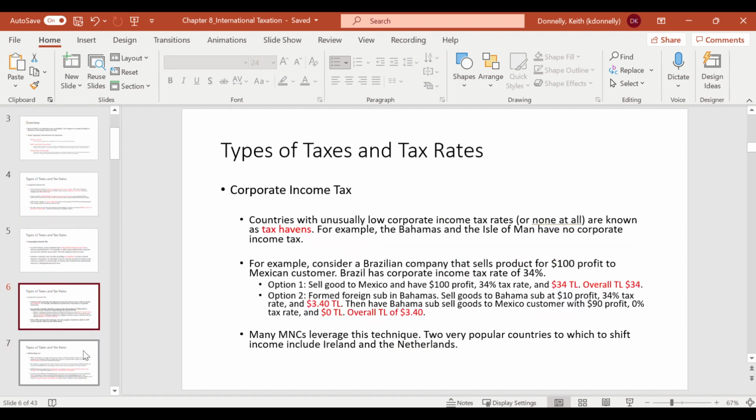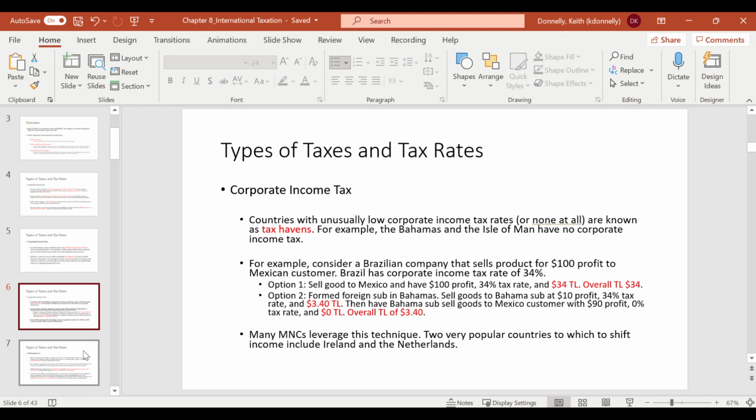So countries with unusually low corporate income tax rates, or none at all. We're talking about how to encourage external investors. Some countries may say we're going to have no income tax. In these situations, these countries are known as tax havens. Common culprits here are the Bahamas. There are other areas, but you'll often hear news stories about the Bahamas or others.